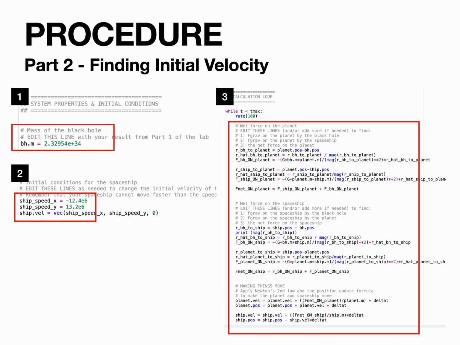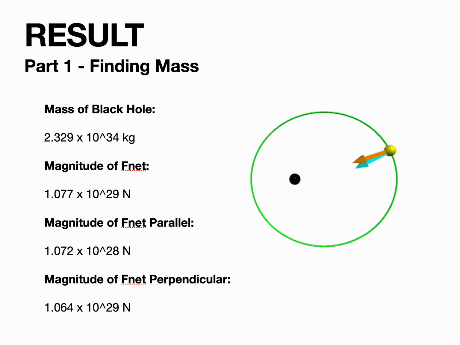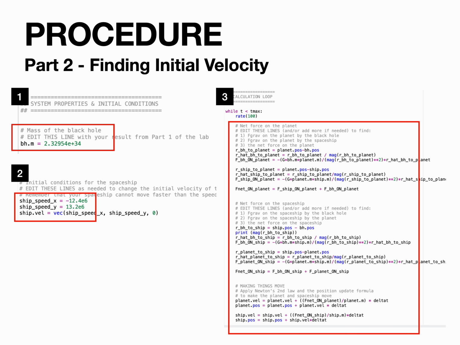Taking this to part 2, the first thing we do is input the mass of the black hole into section 1. Then we have to guesstimate what the x and y values are going to be for the initial velocity. That's plugging in, guessing, and checking to see what gets the model to run and what gives you the best approximation. Then in the calculation loop, I edited the code to get what I needed with that initial velocity. All of that is shown in the red box there.